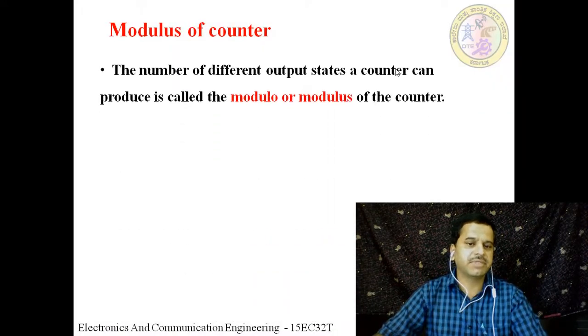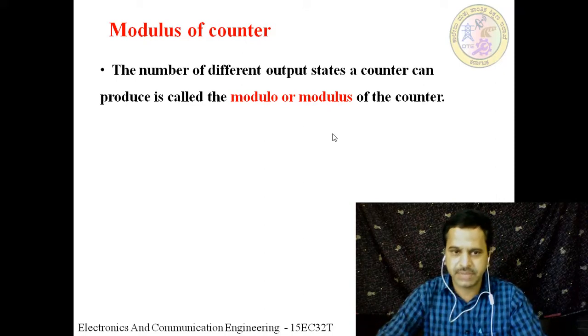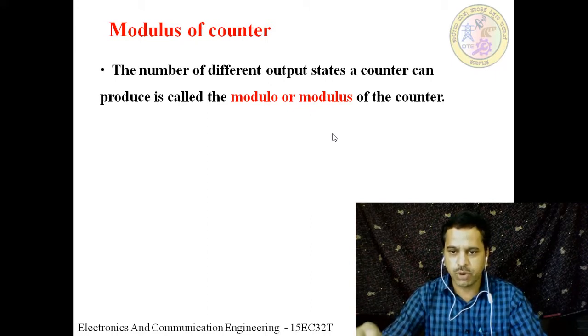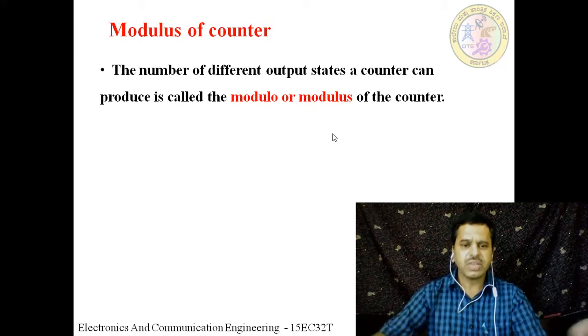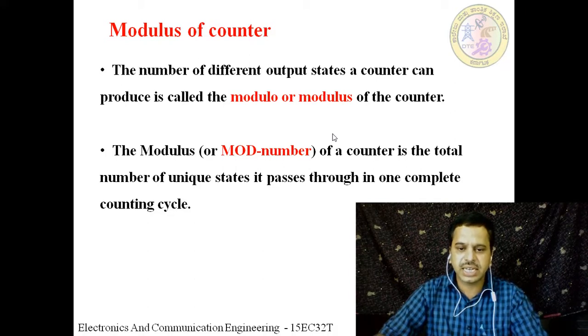Then you have some definitions. That is what you call the modulus of a counter. Now what is the modulus of a counter? The number of different output states a counter can produce is called the modulo or modulus of the counter. For a binary counter, it always counts from 0 to 2 power n minus 1. Sometimes you don't want to count the entire counter. We can skip a number of counts. So it is called modulo. How many numbers it counts is called the modulo.